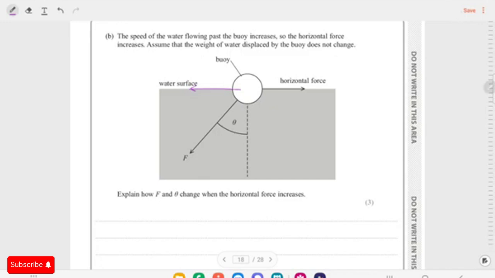And F sine theta was actually the horizontal component, this is FH. But the vertical component of this one would remain the same because weight, upthrust, and drag are still the same. So the vertical component is still the same. We can draw a vector diagram out of these three forces. This is the F horizontal, this is the F vertical, and this was the original force.